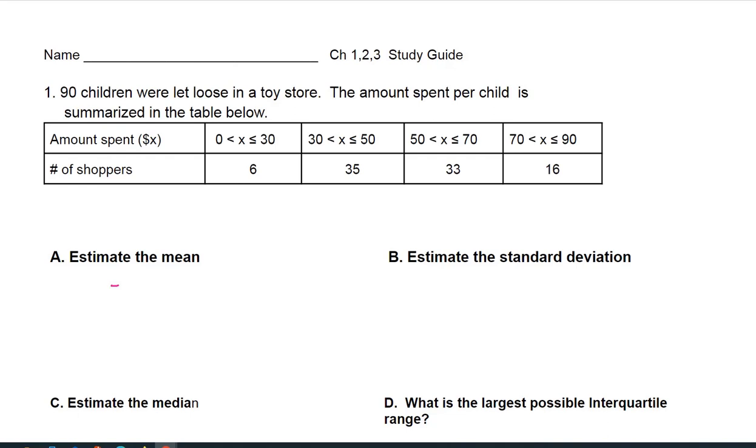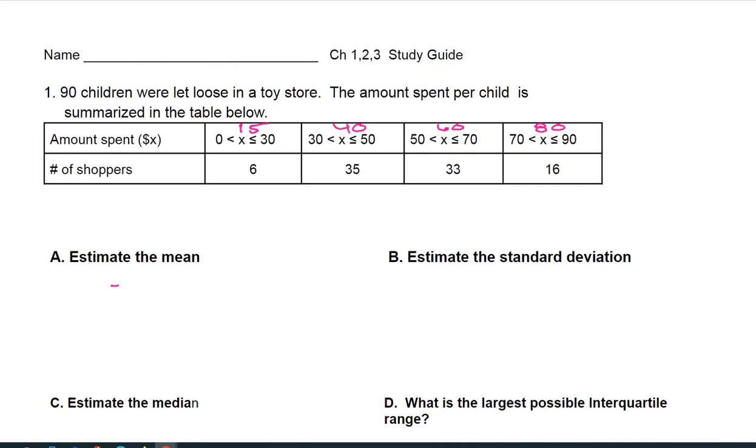So in this case, it's going to be a 15, and then between here and here, it's going to be 40. And between here and here is going to be 60. And between here and here is going to be 80. All we've got to do is add the two ends together and divide by 2.